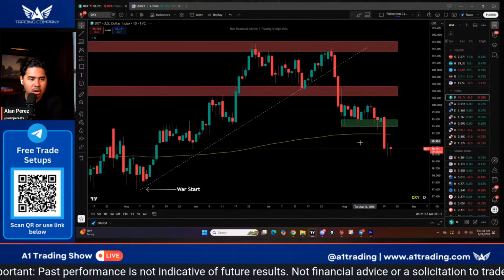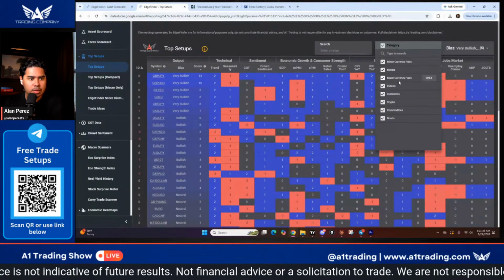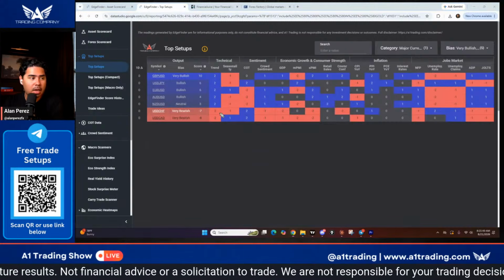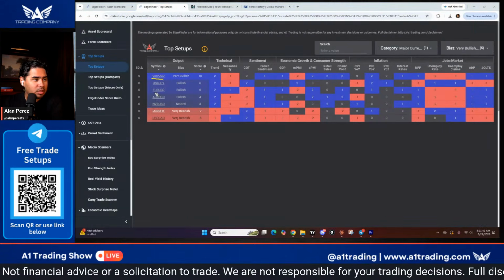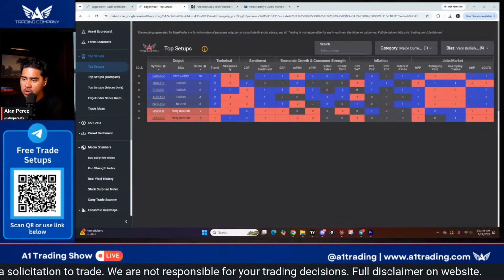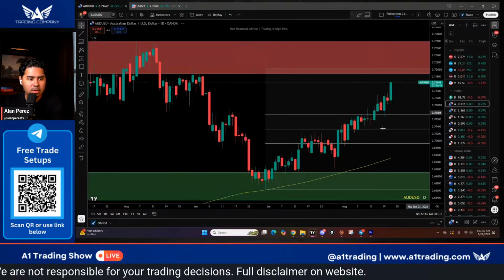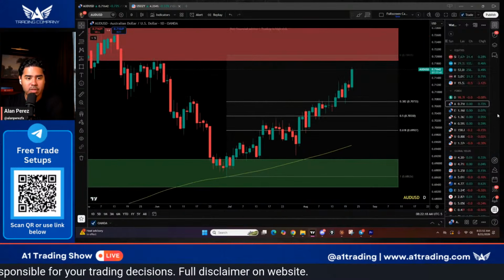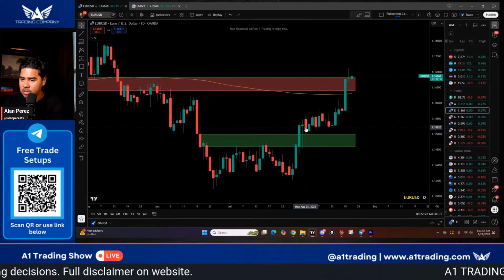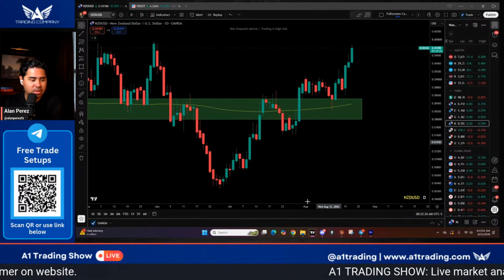Also, anything dollar related. Let me show you this. If you go to category and you go to majors only, you can see that you have pound dollar bullish, euro dollar bullish, Aussie dollar bullish, Kiwi dollar bullish, right? So I just go to those charts and I wait for a pullback. Aussie dollar, super strong right now. It's been bullish for a long time. Euro dollar too. It's been bullish for a very, very long time. I actually took a profit on this trade. Pound dollar, same situation. Kiwi dollar, same situation.